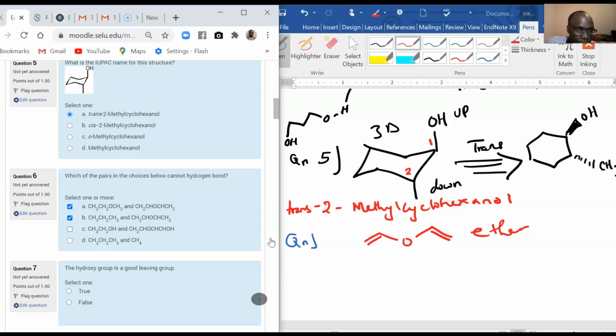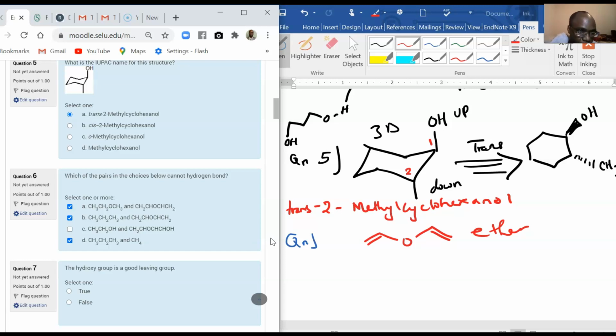These two can hydrogen bond because I see an OH there and an OH there. And then these are all nonpolar. So this one cannot hydrogen bond. So those were the three choices.